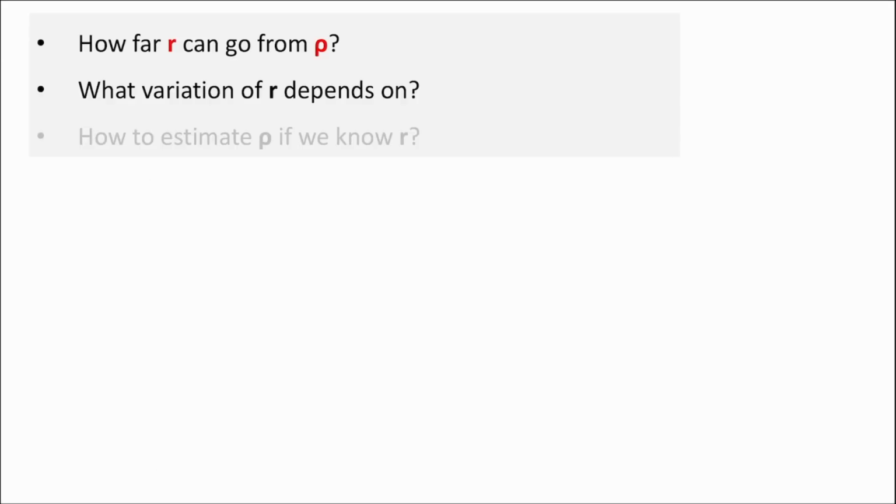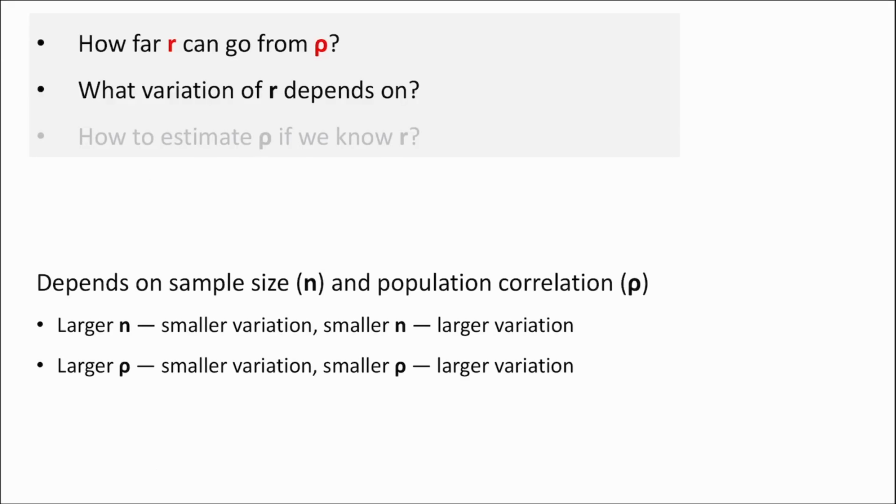So now we know the answer for the first two questions, right? We know that the variation of R, how far R can go from rho, depends on two things. It depends on the sample size, and that's kind of expectable, right? The larger the sample size, the smaller the variation; the smaller the sample size, the larger the variation. But it also depends on the population correlation coefficient. So if you have a strong trend, a high correlation, the uncertainty will be smaller, right?